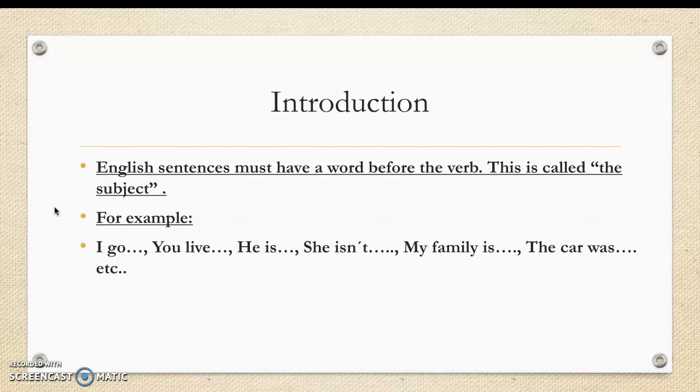Okay, let's have a look at some examples in sentences then. I'm happy. Okay, so you have I as the subject, am is the verb, and happy is the adjective. Two more examples. We love football, or the car is in the garage.